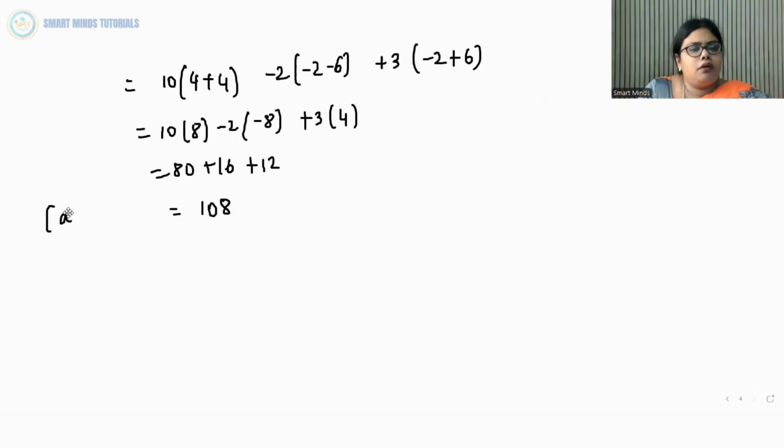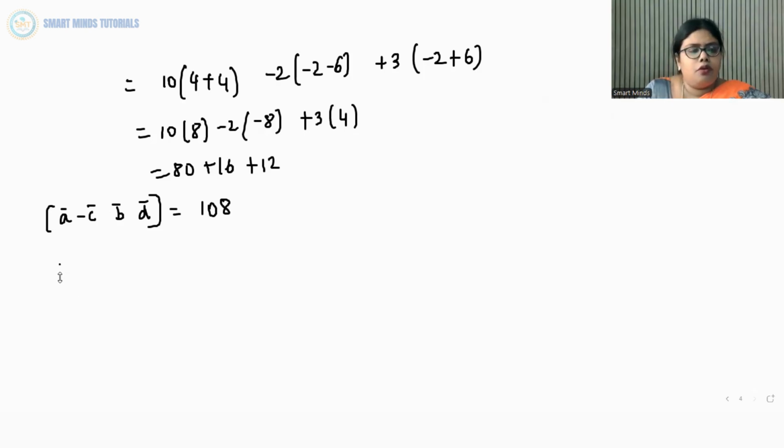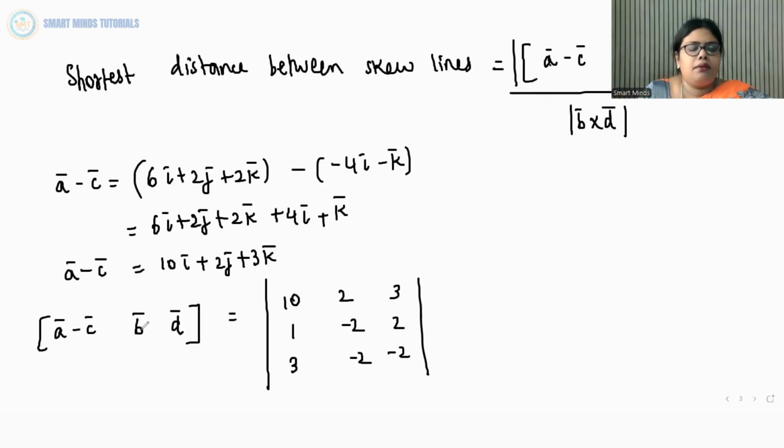So what did you get now? We got the scalar triple product of A bar minus C bar, B bar and D bar. Now again look at the formula. We got the numerator. Now we need to find out the denominator. So first let us find B cross D. So you know how to find out the cross product? So for cross product, first you take I, J, K. Now again look at B bar and D bar. What is B bar?